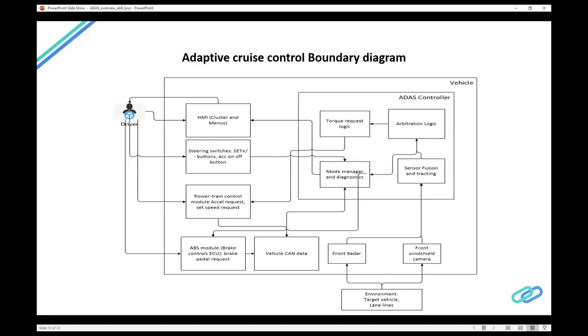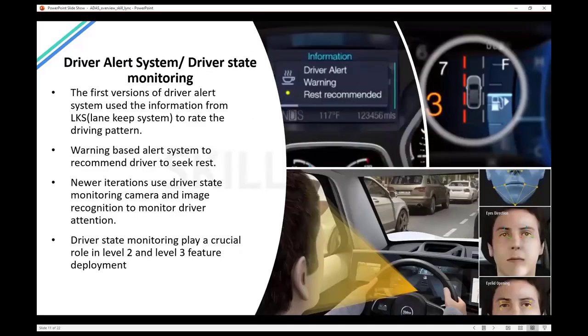So the next feature we can go to is the driver alert system. Again, driver alert system or driver state monitoring system, it's a very interesting feature. So what this feature really does is it determines if the driver is paying attention to the road all the time. And the traditional system which we have had for the past few years is just a lane keep system.